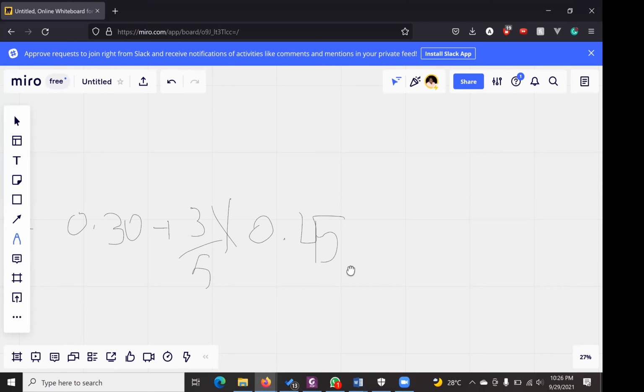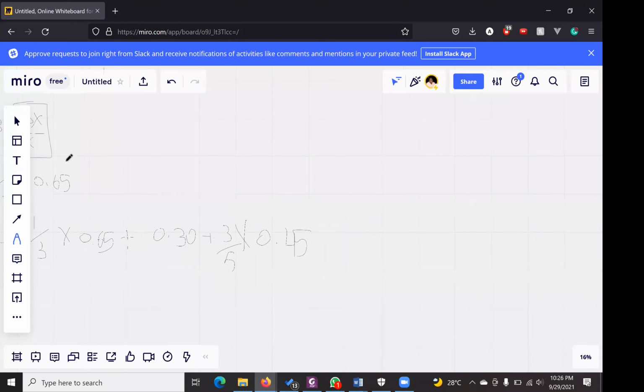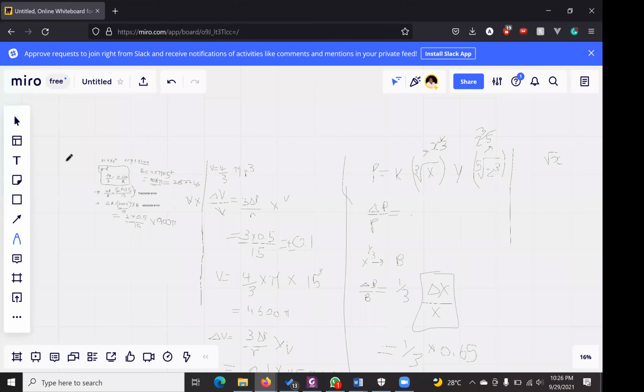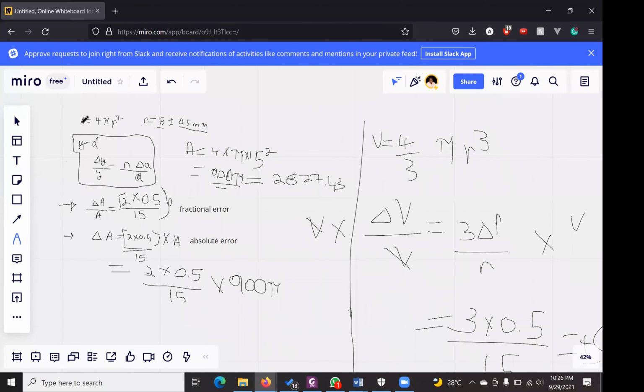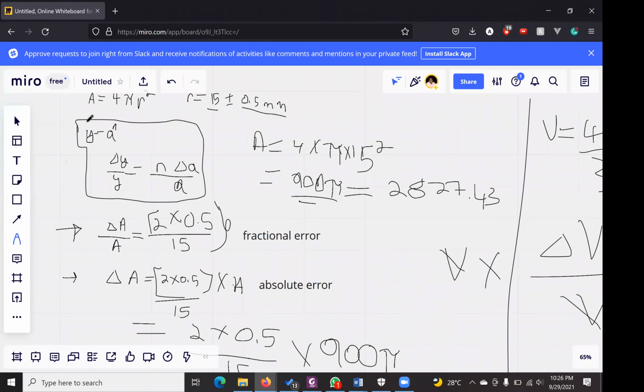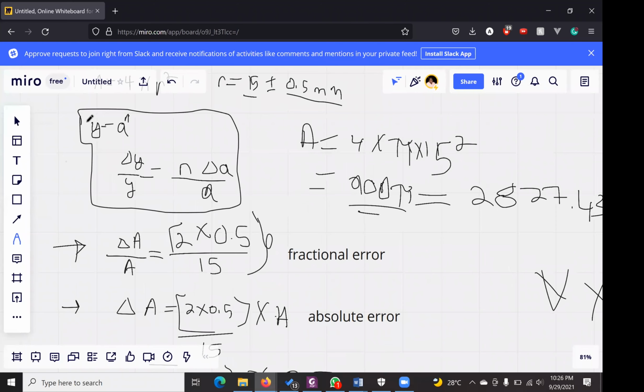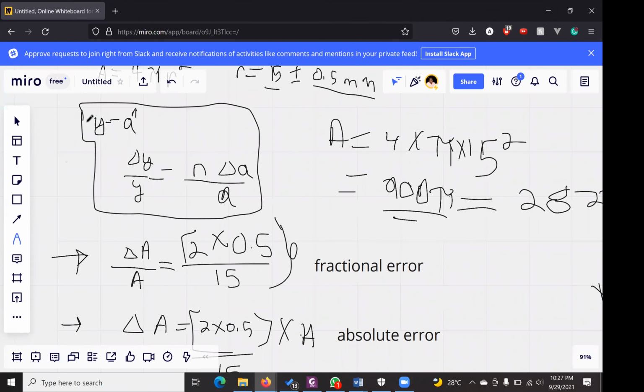So when in doubt, try to match the power equation that they give you to y equals a to the n. Write out a to the n and write down the second formula directly under it, but map it. Map what is delta y, map what is n, and map what is delta a. Map what is y and map what is a. You can't go wrong.